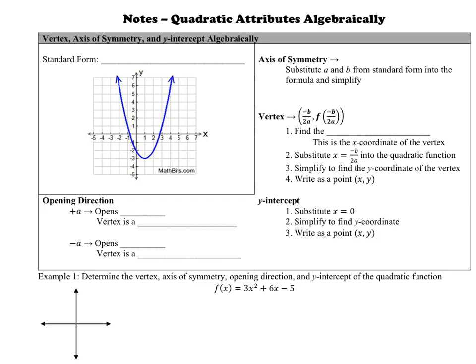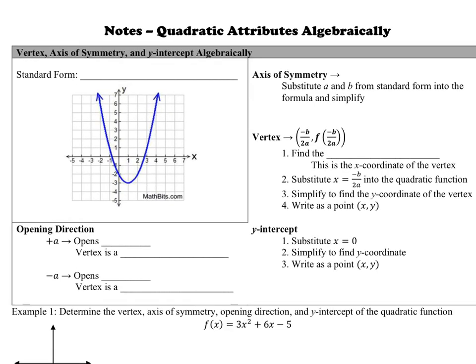So what we're going to do now is find the attributes of these quadratic functions algebraically. What that means is, what if you're not given a graph? What if you're given an actual equation? You don't have to actually graph it yourself to find things like the vertex or the y-intercept. You can do it using the function itself.